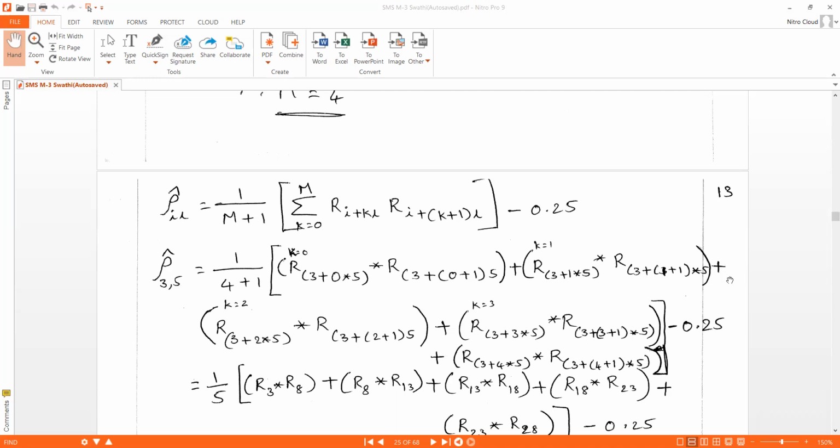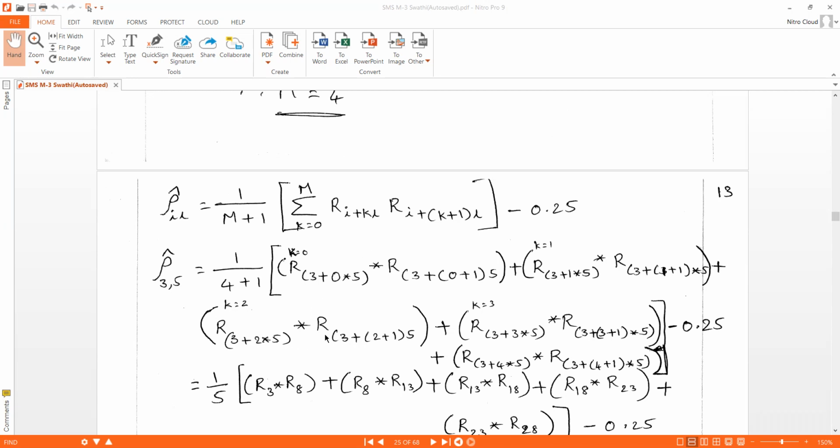Plus now we will expand this term with k equal to 2. Wherever k is there, we need to substitute the k value as 2 here. That is R 3 plus 2 into 5 into R 3 plus 2 plus 1 into 5. I value is 3 plus k value we have considered as 2 into L value 5.